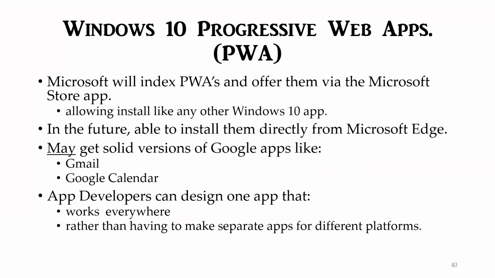Microsoft, like I said, has an index so far of PWA apps. And you install them just like any other app out of the Microsoft Store. And in the future, they want to be able to install them directly using Microsoft Edge. And you could get things like Gmail and Google Calendar in a PWA app, because Google is certainly behind this. Okay, again, the app developers can design one app that works everywhere and doesn't have to be in 10 different places for different platforms.